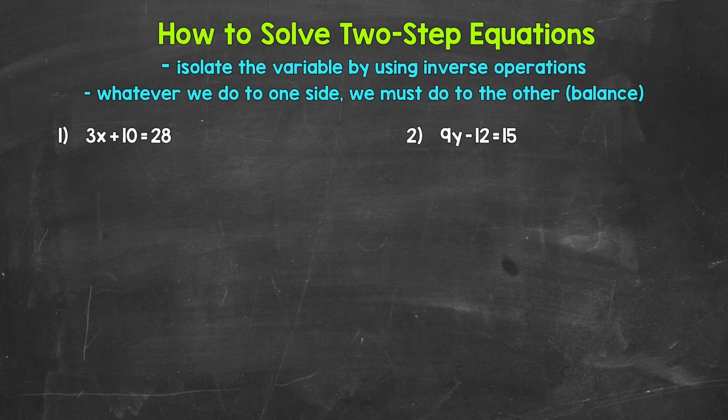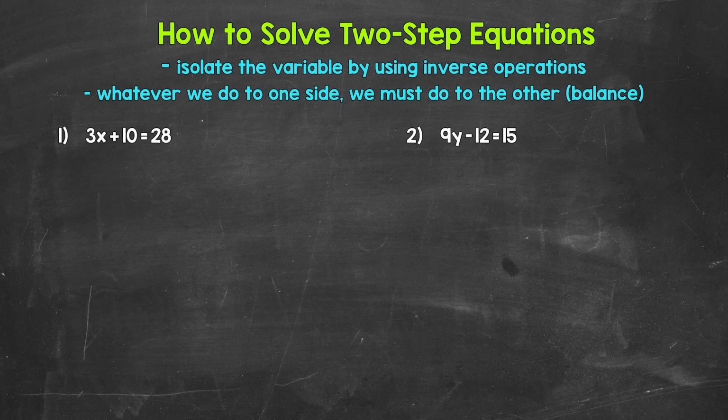Starting with number 1, where we have 3x plus 10 equals 28. So we need to solve this equation. We need to figure out what x equals. So 3 times what plus 10 equals 28. Let's isolate that variable of x. So we need to undo the operations on the side of the equation with that variable x. And we're going to go in the reverse order of operations, so to speak, in order to do that.